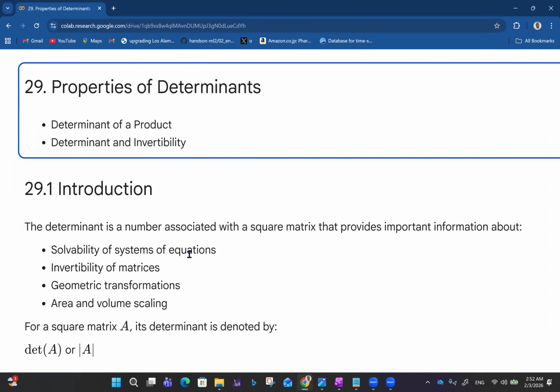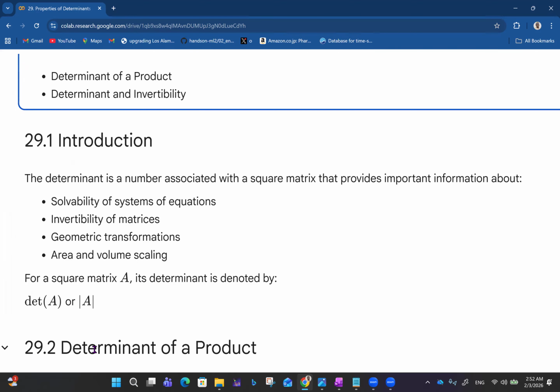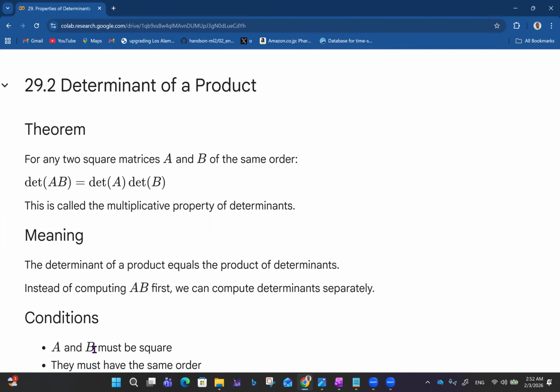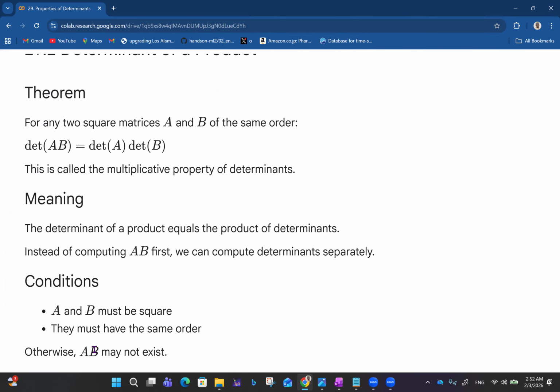So the determinant is a number associated with a square matrix that provides important information about solvability of systems of equations, invertibility of matrices, geometric transformations, area and volume scaling. For a square matrix A, its determinant is denoted by det A or absolute A, which I like. I like the second rendering a lot. So let's go ahead and talk about determinant of a product.